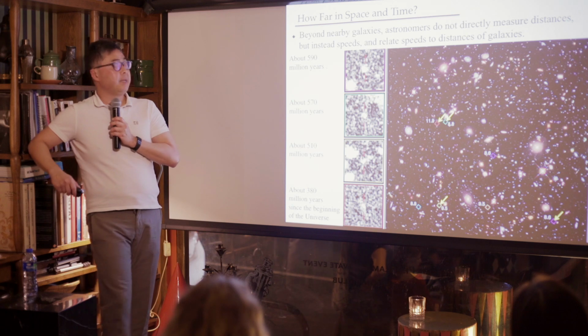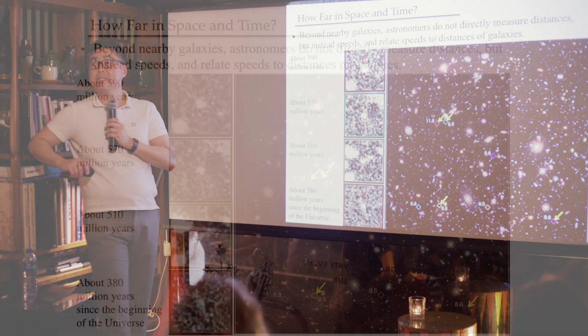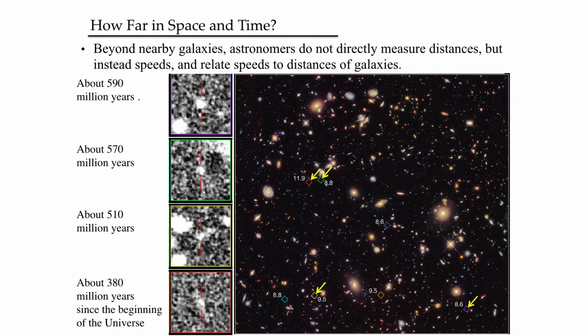So the key is that beyond nearby galaxies, we don't actually measure distances. We measure recession velocities, and from that infer distances.